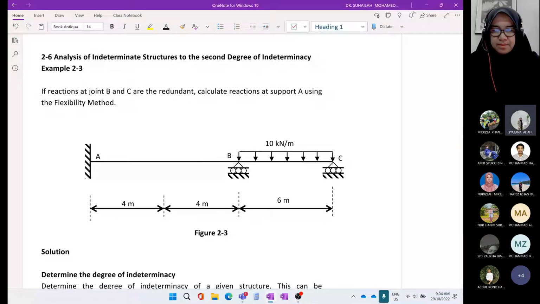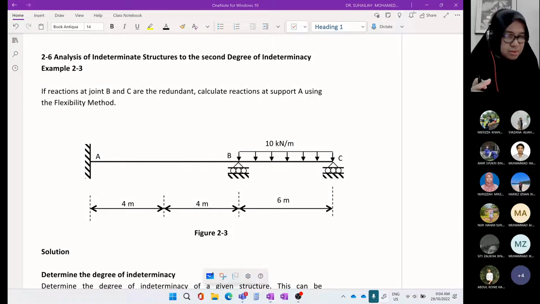Yes, doctor. Okay. Assalamualaikum warahmatullahi wabarakatuh and good morning. We are here today to continue analysis of indeterminate structure. This time, we are going to derive the compatibility equation. We will analyze an indeterminate beam to the second degree of indeterminacy.